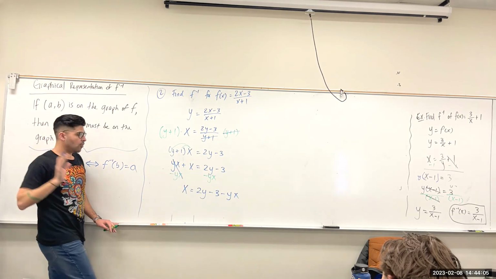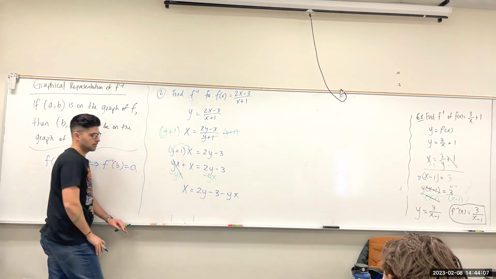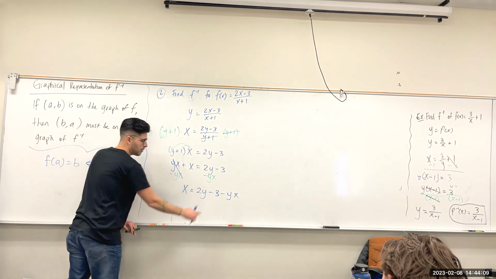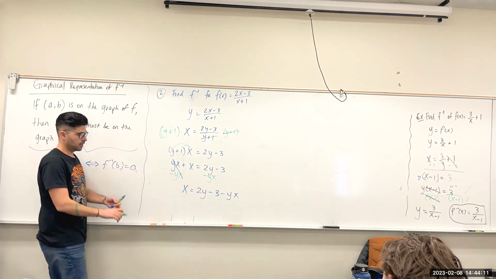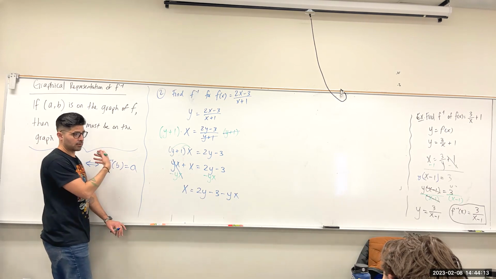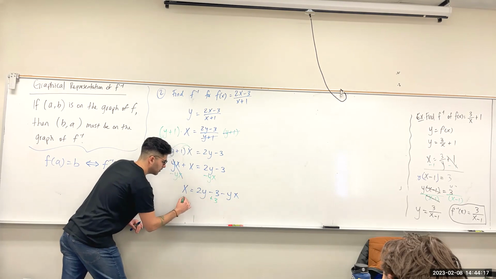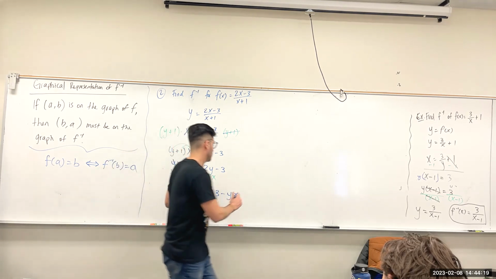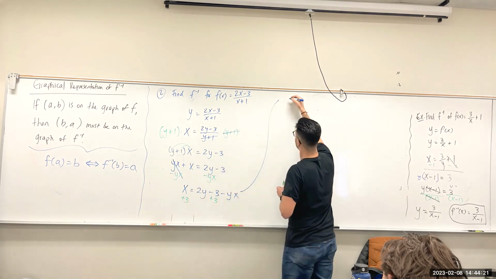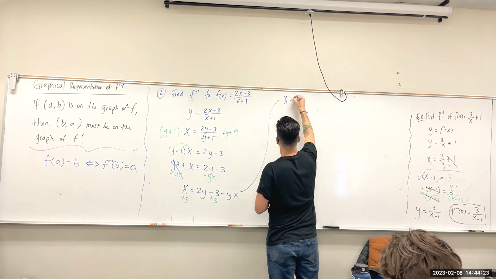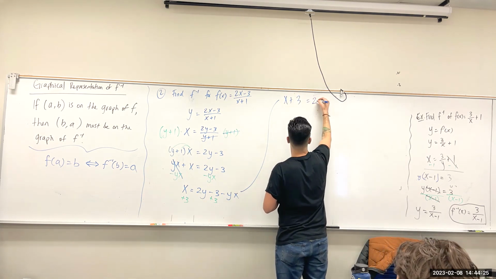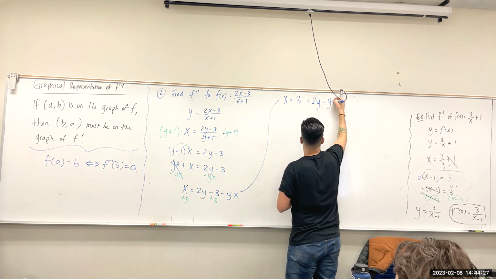Now, do I have all y's on the right? No, this -3 is not part of the club. So we gotta get it out of there. How do I do that? Add it to both sides. So then we end up with x plus 3 is equal to 2y minus yx.